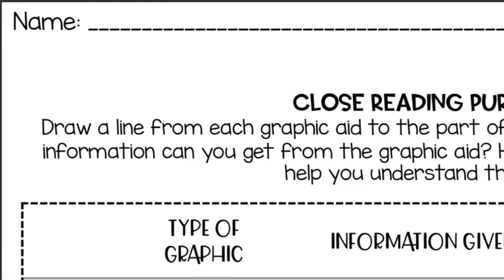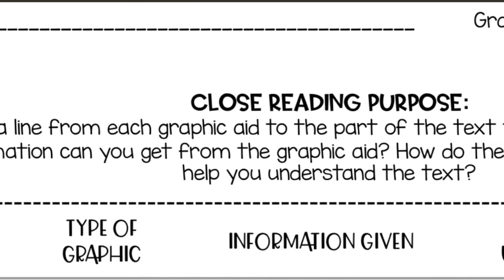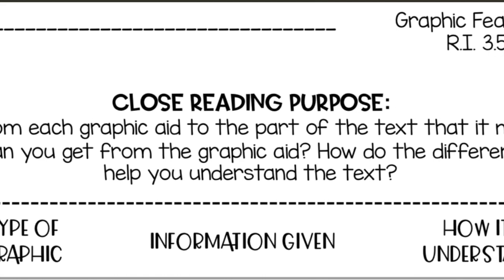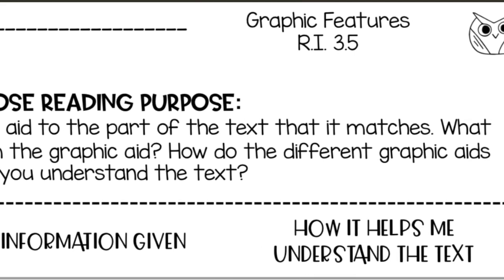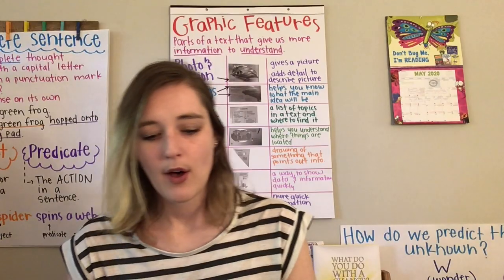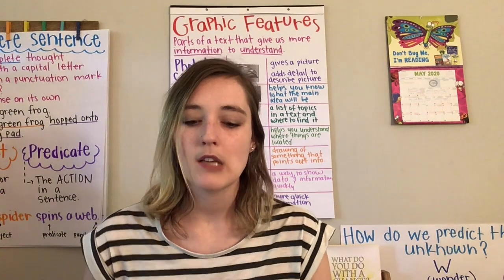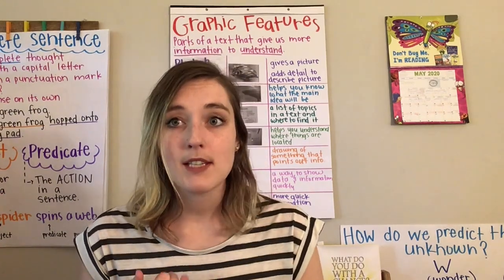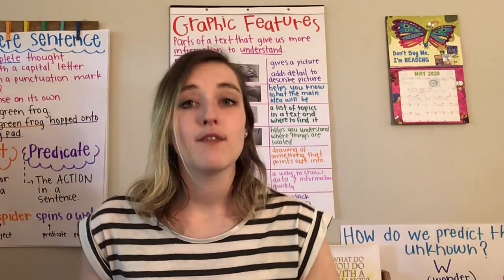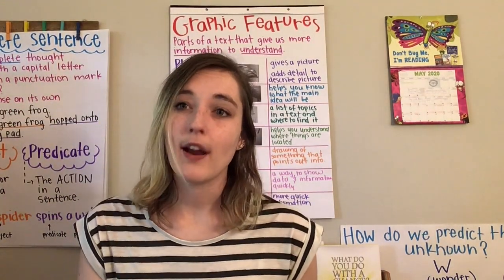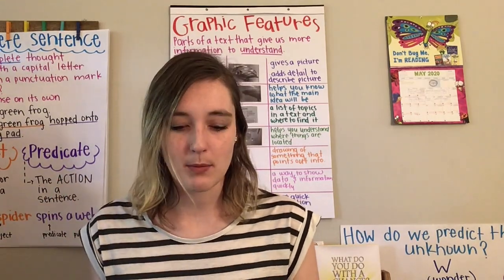We're going to read the directions. It says, draw a line from each graphic aid to the part of the text that it matches. What information can you get from the graphic aid? How do the different graphic aids help you understand the text? Okay, so we have 4 different graphic features that we're going to analyze. First, we're going to name the type of graphic feature, which is one of these right here. Then we're going to write down the information that is given in the graphic feature, and finally we're going to write about how it helps you understand the text a little bit better.